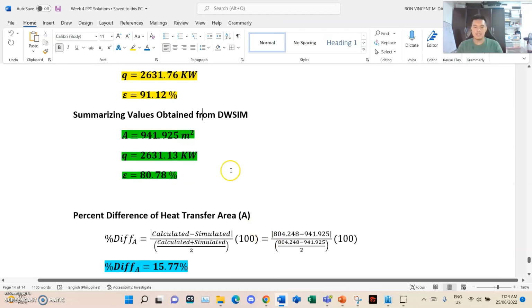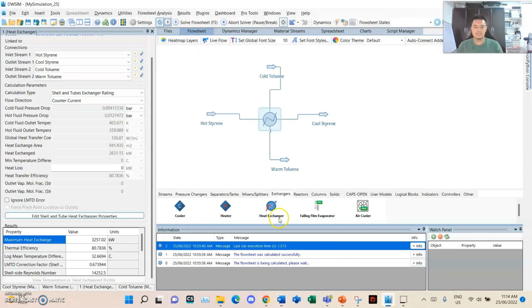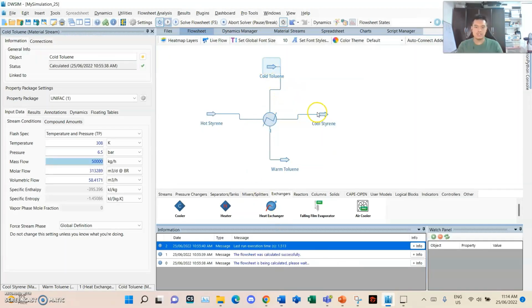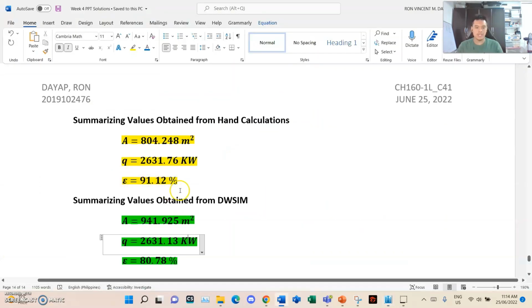Alright, so these are the values that I obtained from hand calculations, and these are the values I obtained from DWSIM calculations. So let's double check the DWSIM calculations. The simulated heat exchanging area is 941.935 meters squared. The simulated heat exchanged is 2631.13, sorry, kilowatts, and the efficiency is 80.78%.